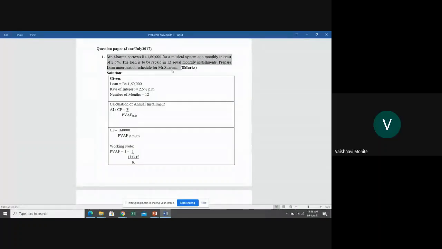Five columns. Very good, you'll remember that. First and foremost, we need to find out the annual installment. Years you're going to write from 0 to 12. That is clear. But the next column is to calculate your annual installment. The formula to calculate annual installment, or cash flow, is present value divided by present value annuity factor.